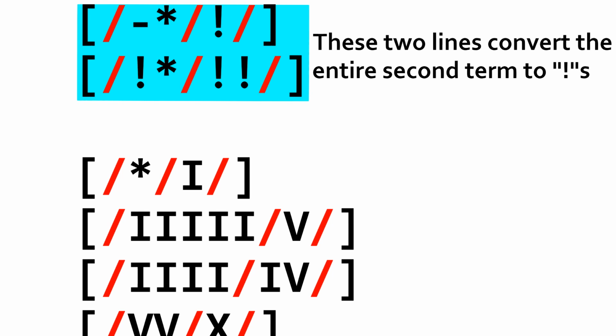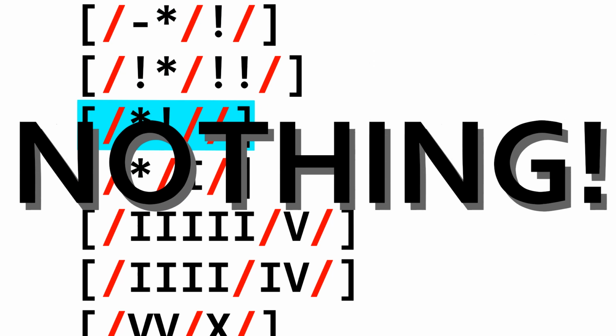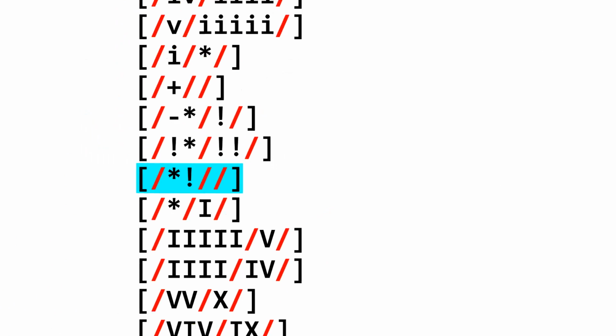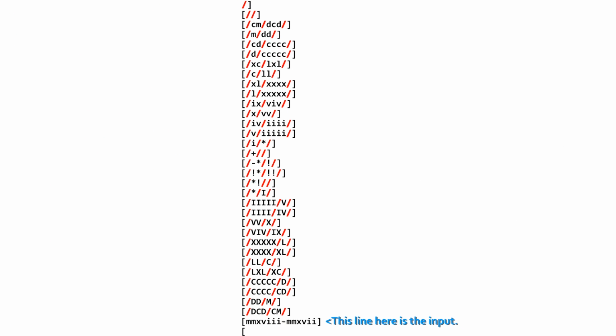A minus followed by an asterisk will be replaced by an exclamation point. If there is an exclamation point next to an asterisk, both the exclamation point and the asterisk are replaced by exclamation points. After all the asterisks in the second term are replaced by exclamation points, the next replacement occurs, where an asterisk followed by an exclamation point is replaced by nothing! So now, both addition and subtraction exist in this program. Time to run it!